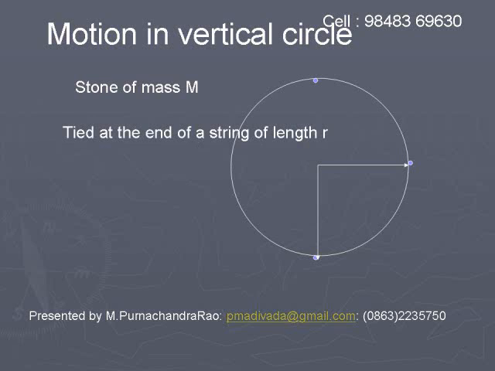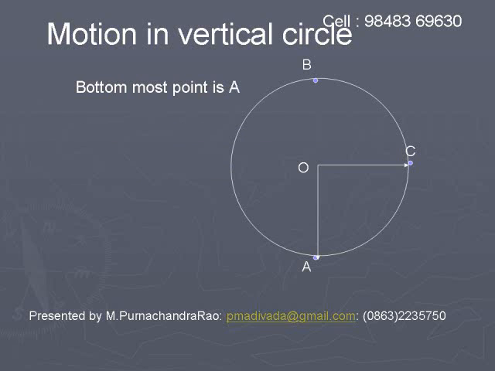Let us imagine a stone of mass m is tied at the end of a string of length r and rotated in a vertical circular path, a vertical circle of radius r.